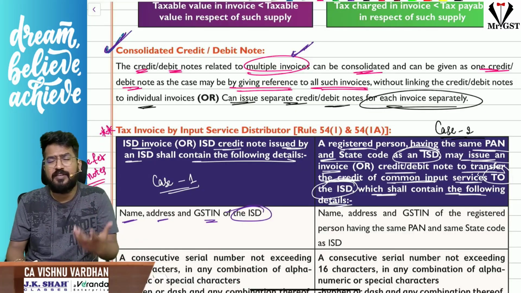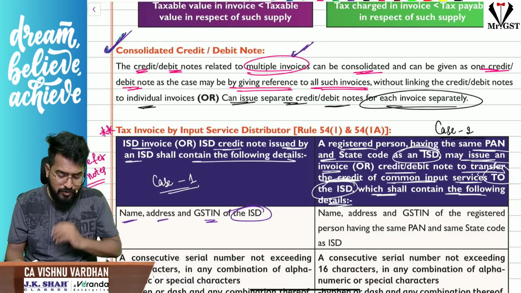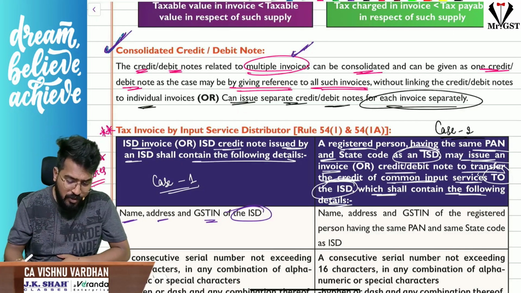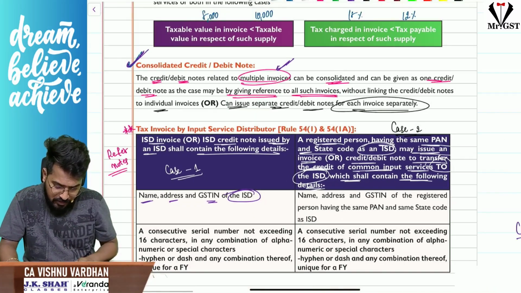No, sir, for me, giving them separately is comfortable and convenient for accounting. Do that, no issues. So that is with respect to the consolidated credit note and debit note. So now here, please understand.